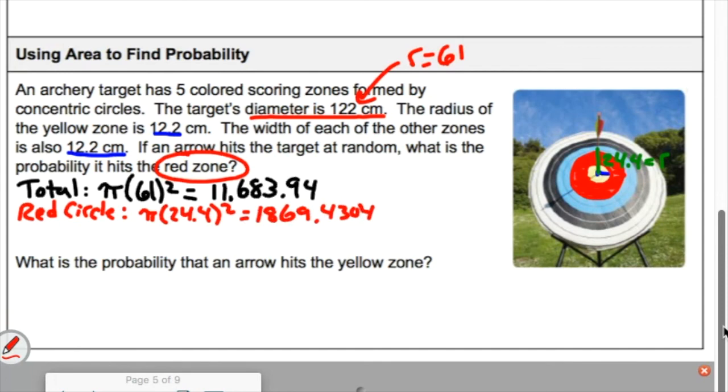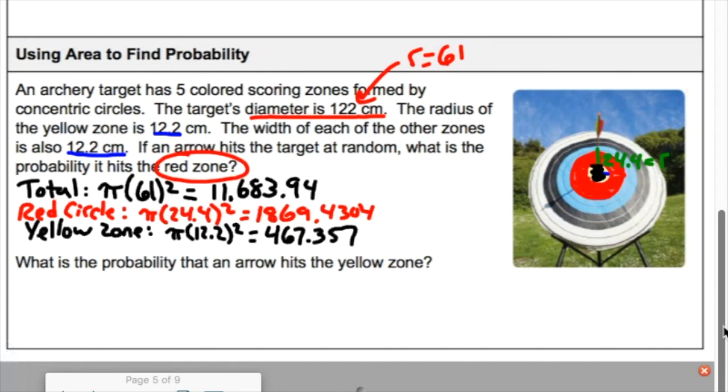Okay, so then I'm going to take away the yellow zone. That's just a circle inside that's pi times, they gave us that, that's 12.2 squared. So what I'm doing is I'm taking away this yellow part, and I should be left with just the red donut. So that pi times 12.2 squared is 467.357.